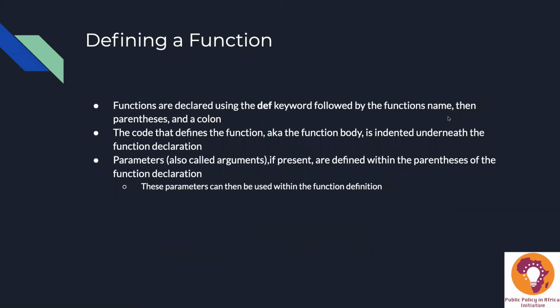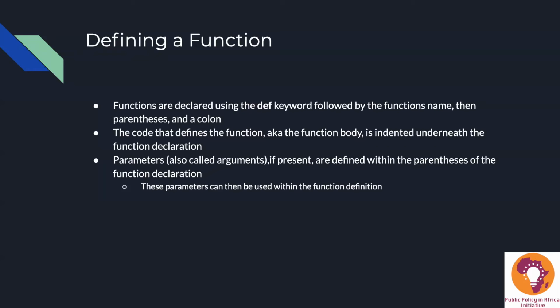So when it comes to defining functions, they are declared using the def keyword, as mentioned on the previous slide, followed by the function's name, then parentheses, and a colon. The code that defines the function, or the function body, is indented underneath the function declaration, kind of like with if statements and for loops that we've seen in the past. Python uses indentation for control of what belongs to what structure, basically.